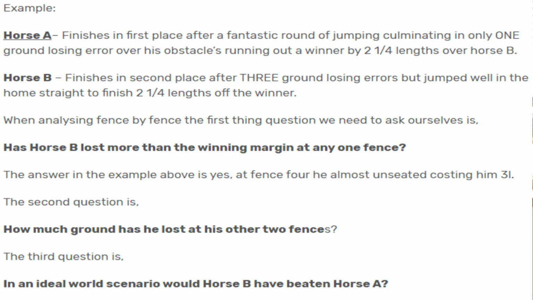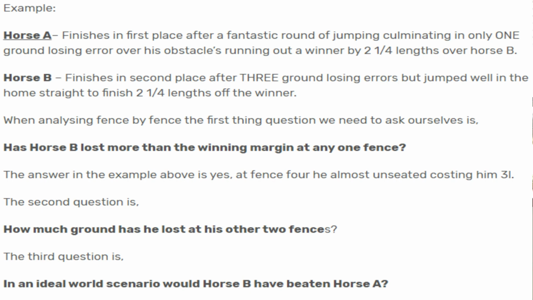So, for example, this is an example I'm going to put up in front of you now. Horse A finishes in first place after a fantastic round of jumping, culminating in only one ground losing error over his obstacles, running out a winner by 2 1/4 lengths over Horse B. Horse B finishes second after 3 ground losing errors, but jumped well in the home straight to finish just 2 1/4 lengths off the winner.